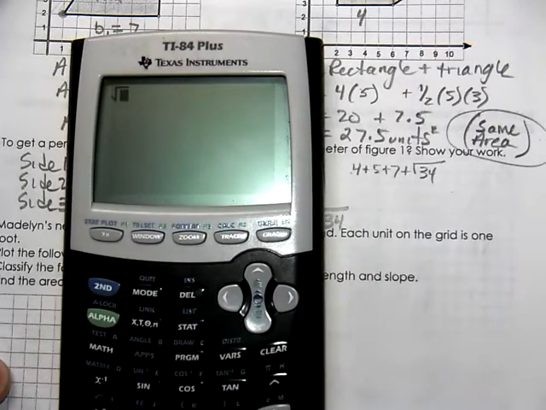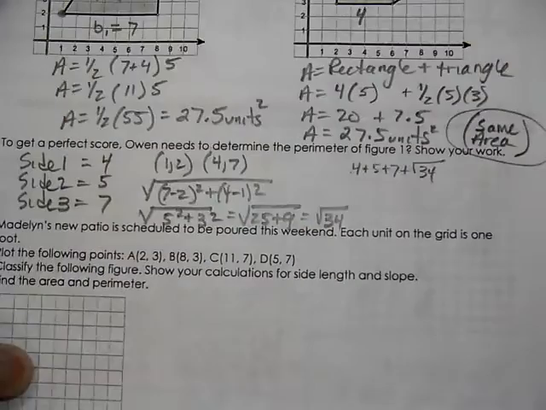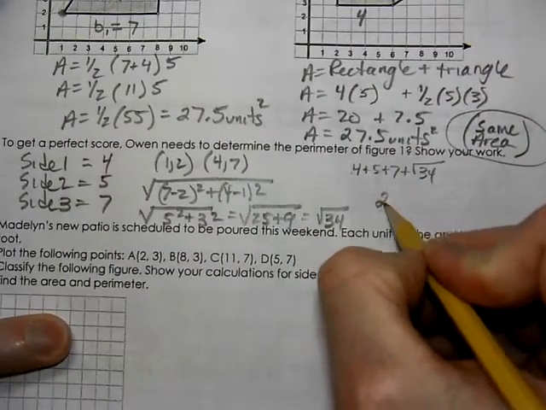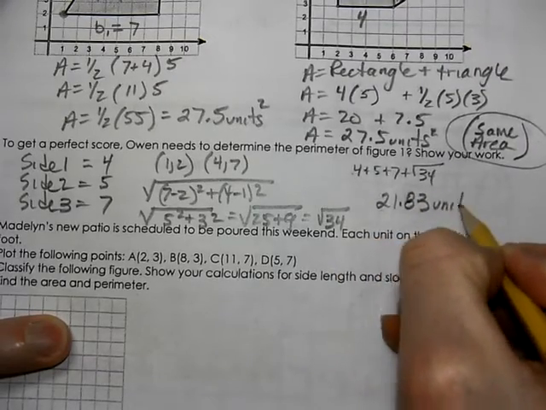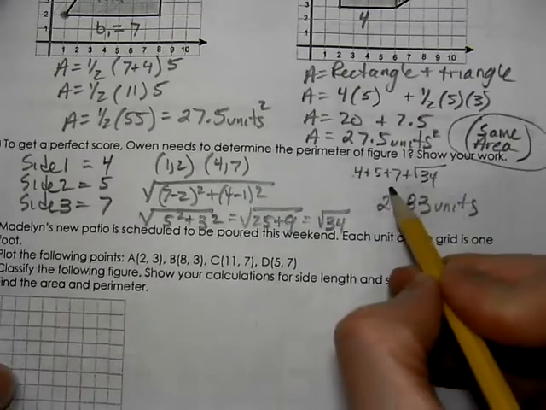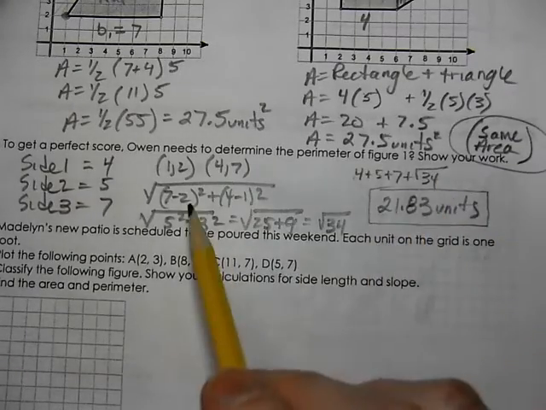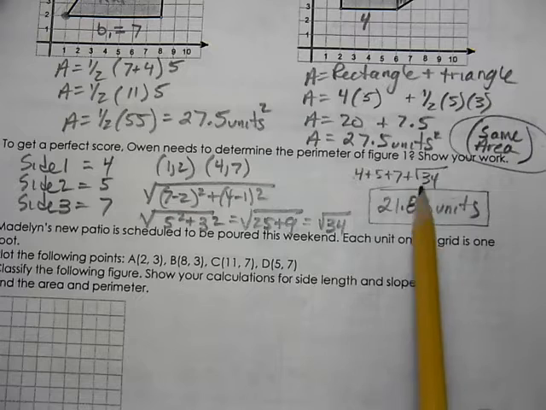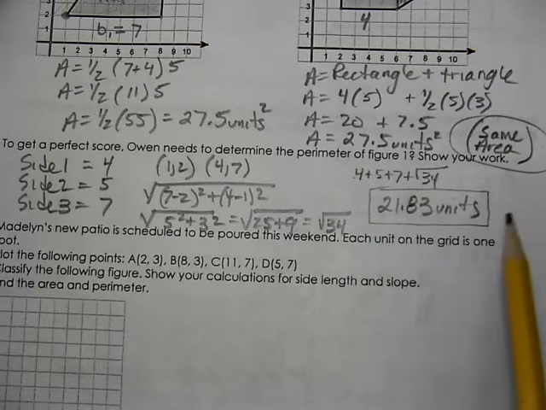So the square root of 34 is going to give us 5.83. So this comes out to be 21.83. Those are just units. We don't know if they're feet or inches or anything. Now if you look at our answer sheet, the answer sheet might say 21, but that clearly was a miscalculation. This should be the square root of 34, and it comes out to be, adding the other three sides, 21.83.